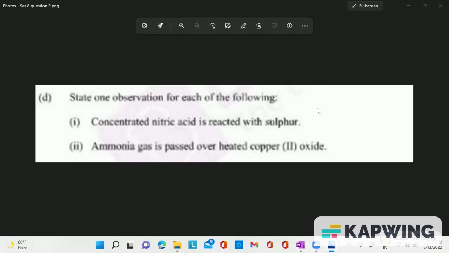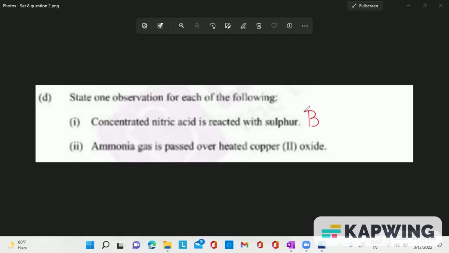Let me write it also. Brown gas of nitrogen dioxide will form. Now let's see the next one. What happens when my ammonia gas is passed over heated copper 2 oxide? Over here, what will happen? We will see that the black copper 2 oxide turns into a pink or reddish brown substance. So the color change from black to reddish brown.